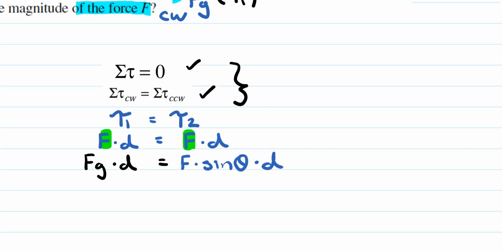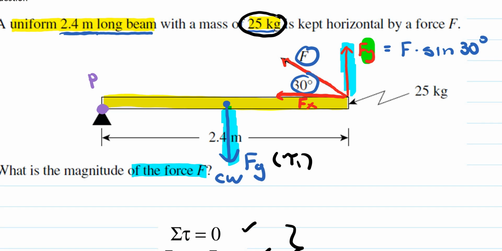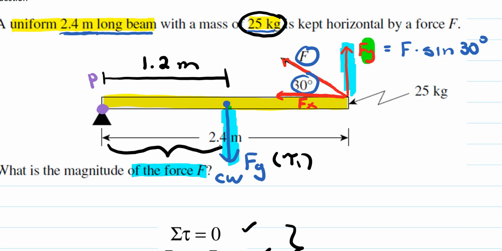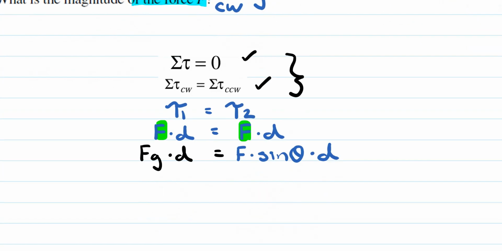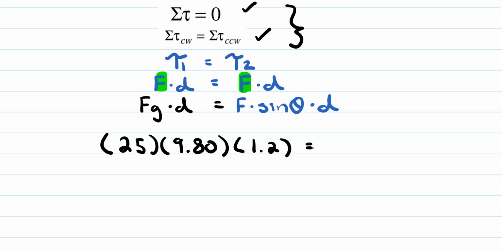Now let's go back and figure out how we can plug in the numbers. We have a 25 kilogram mass, and this force of gravity is halfway to the point P. If the whole beam is 2.4 meters, then halfway is 1.2 meters. To calculate the torque due to the force of gravity, we calculate the force of gravity as mass times acceleration. The mass here is 25, the acceleration due to gravity is 9.80, and that force is 1.2 meters away from the point P.